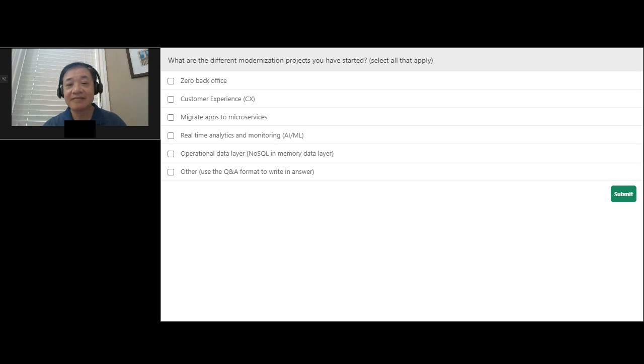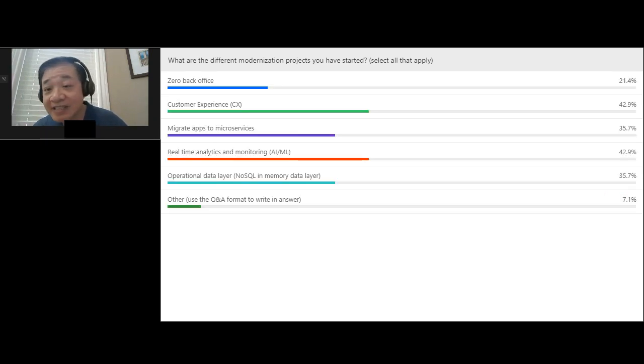All right, so let's take a look at the results. Okay, so looks like a split between customer experience and real-time analytics. Again, no surprise based on what David was talking about earlier, and even for us at Redis, what our customers are doing. And then the second one after that, a little bit tied, is using NoSQL and migrating apps to microservices. So again, this is in line with our expectations.